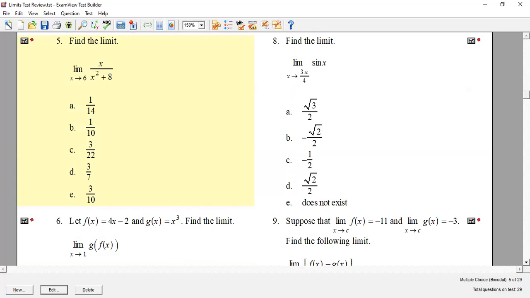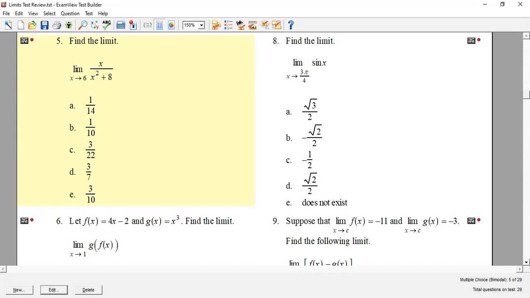All right. Number 5. What about this one? The question is, can we do direct substitution? When we plug it in, what do we get? 6 over 6 squared is 36 plus 8 is. So we had 6 over 44. Did we get 0 over 0? We can use direct. Okay, so you said 6 over 44, 3 over 22. We reduced that. So right, good. So this again is direct.